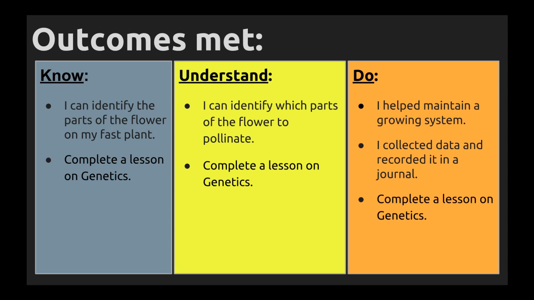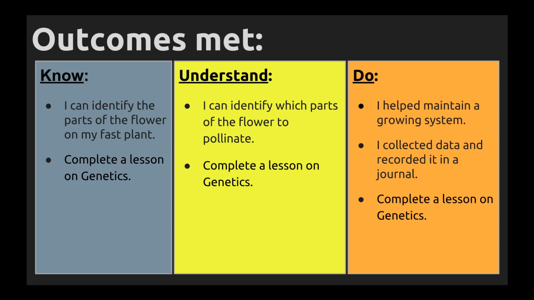Our outcomes are met for the day. If you can find those parts on the flower to pollinate, that you actually pollinate them, and that you keep your fast plant system full of water. You record everything in your journal. This is, again, fast plant data number 4.